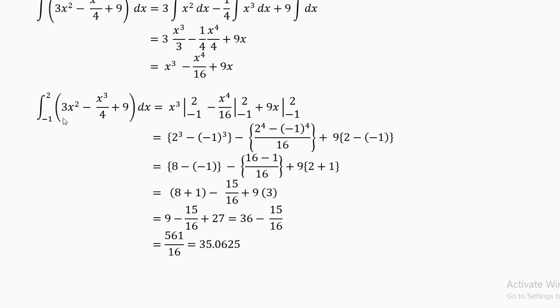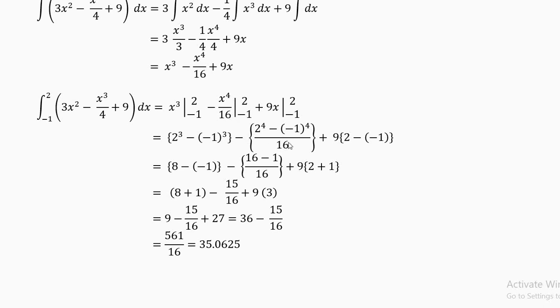Now let's do the first one. After putting the numbers minus 1 to 2, x cube, you'll get 2 cube minus minus 1 whole cube. 8 minus minus 1 is 8 plus 1, 9. By mistake, if you write minus here, it will become 8 minus 1 and 7. 9 is correct, 7 is wrong. You have to get exactly 9 for the first.